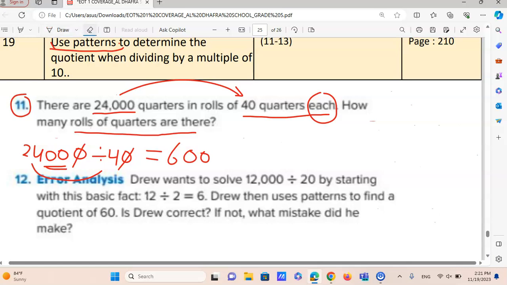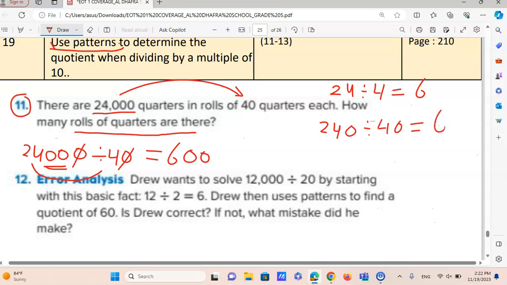How can we use patterns? I will show you how to do it. When you want to use patterns, we use the basic fact first. What is the basic fact? It is 24 divided by 4 equals 6. Now let us write it again with adding 1 zero in both sides to the dividend and divisor. The answer will be the same because I added the same number of zeros. Here 1 zero and here 1 zero. So the answer will not change.